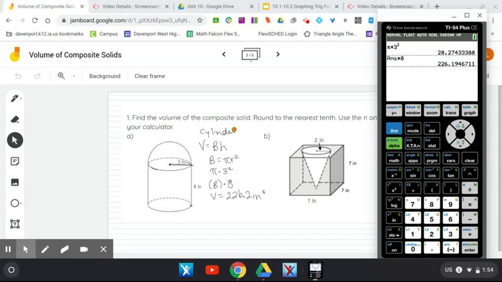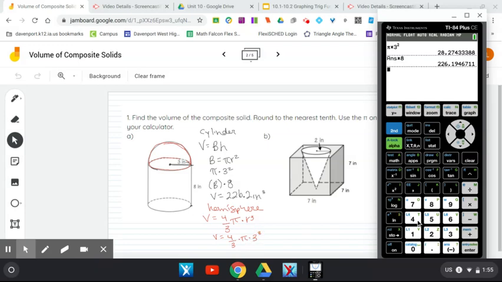All right, on top of that cylinder, you have a dome-like shape here. What this is, is a hemisphere. So you're going to do the volume of a sphere, but then divide that answer by 2. So I'm going to take 4/3 pi times the radius cubed. The radius of this hemisphere is 3 inches, so I'm going to do 4/3 times pi times 3 cubed.